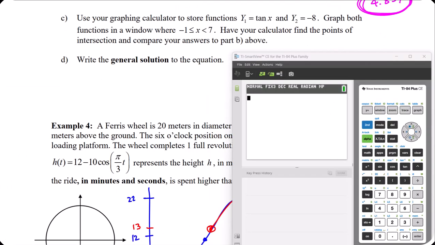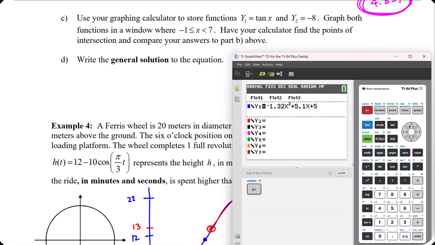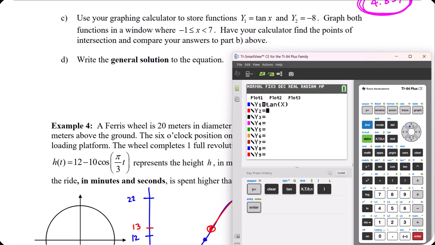Here's what they want us to do for C. Do y equals and y sub 1. If you have anything there, just clear it. And do tangent of x. Enter that. And then in y sub 2, let's do a negative 0.8. Enter.